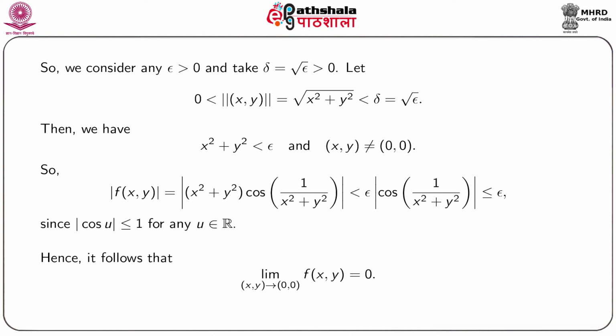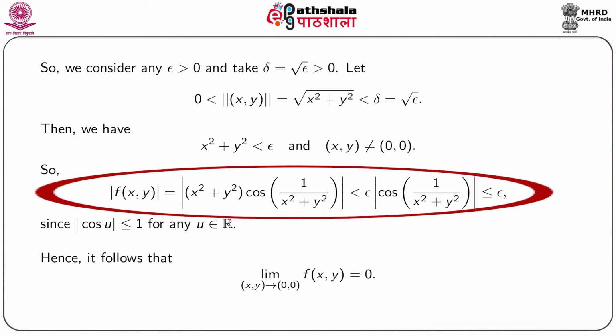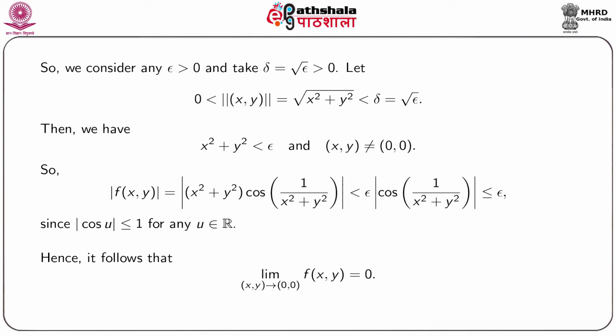Let norm of (x,y) be less than delta, then we have x square plus y square less than epsilon. As (x,y) approaches the origin, (x,y) is different from (0,0). So, we have mod of f(x,y) equal to modulus of (x square plus y square) times cosine of 1 upon (x square plus y square). Now, mod of x square plus y square is less than epsilon and cosine of any real is at most 1. So, we have mod of f(x,y) less than epsilon. So, we find the limit of f(x,y) equal to 0 as (x,y) approaches 0.